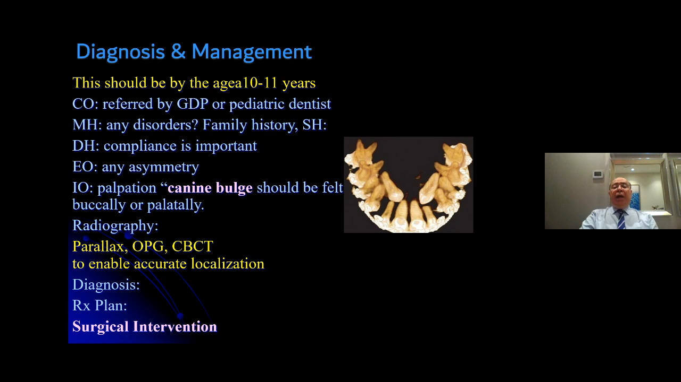So in addition to the medical history and the family history, we have to clinically palpate the canine, see if there is a bulge labially or palatally to show where it is going to be. But sometimes there is no bulge at all if the canine is either very high up, and I'm going to show you a case like that, or just in the center of the alveolar ridge.